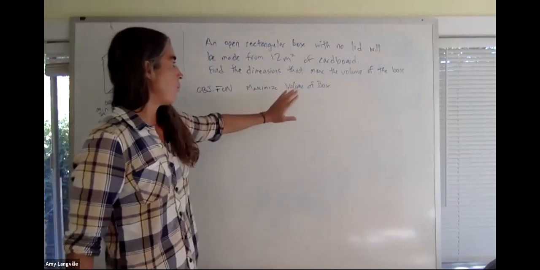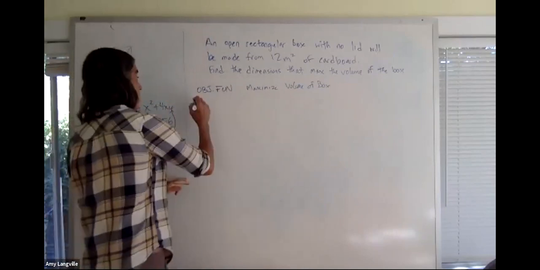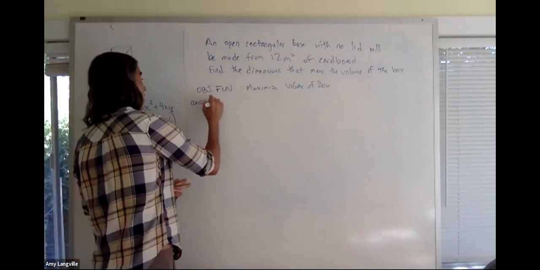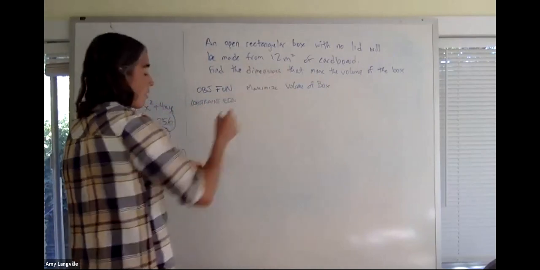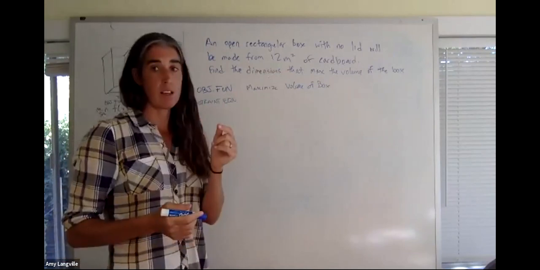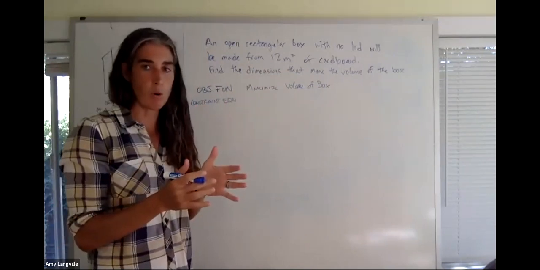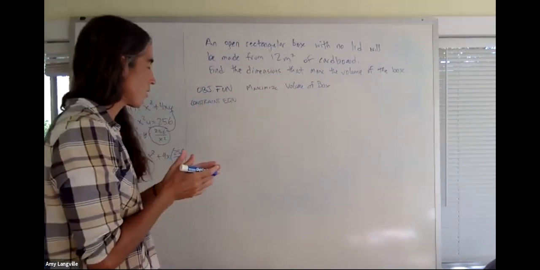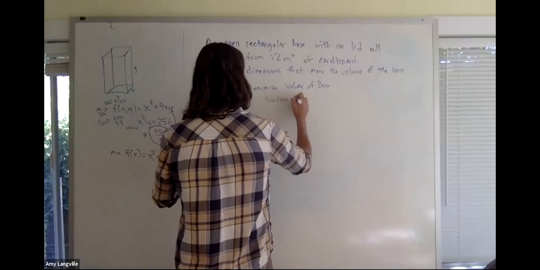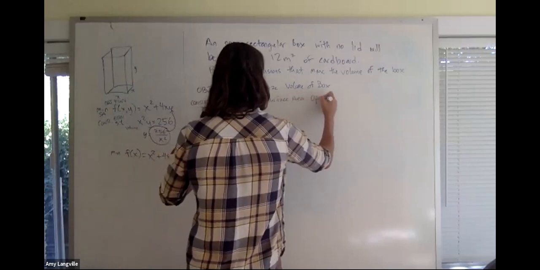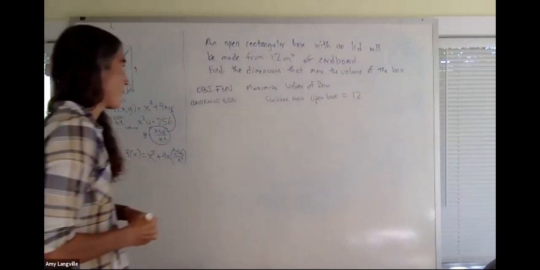In this case, maximizing the volume, and then there's additional information which gives us our constraint equation. And in this case, the constraint equation is that we have 12 meters squared. That's a little hint that it's going to have something to do with area. And so we're going to build this thing up from cardboard, and we're going to be doing a surface area then. So we want the surface area of this open box, and that's a key thing, no lid, to be equal to 12, like that.